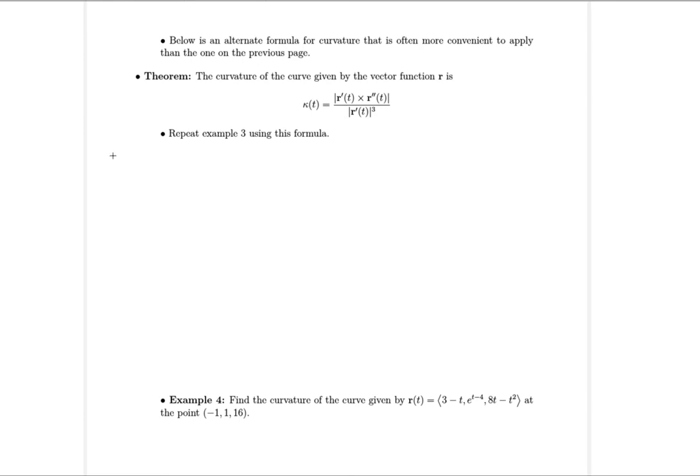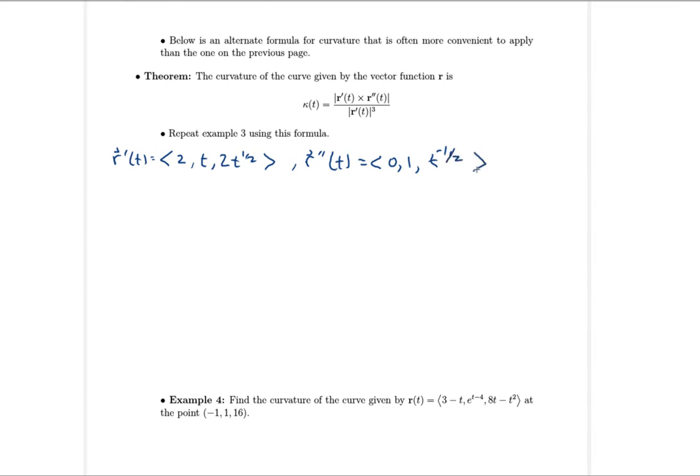So on the previous page, we already determined r prime of t was 2t and 2t to the 1/2. So this formula asks us to also do r double prime. So we can do that. That'll be 0, 1, and then we've got t to the negative 1/2.